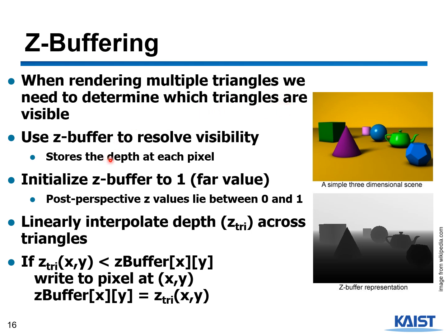So here we use the Z value. We store the depth value, the Z value, in the Z buffer. In addition to RGB, we have the depth buffer, the Z buffer, to resolve this kind of visibility. So we store a depth value at each pixel. Initially, we initialize the Z buffer with 1, because if we look at the perspective Z value, it lies between 0 and 1, and 1 indicates the far value. So initially we assume everything is located very far away.